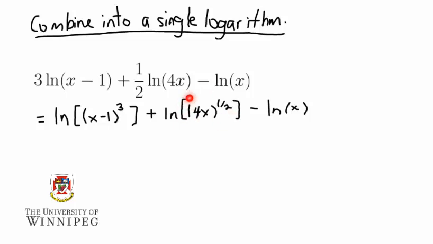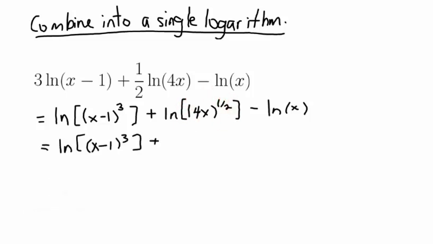Now let's do a little bit of work simplifying this expression here. We can think of the power of 1/2 as the square root. So what we really get is the square root of 4x. The square root of 4 is 2. So we get ln of 2 times the square root of x.